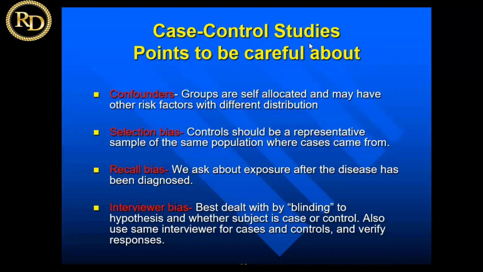Partial or skewed, not exactly. It is when we develop some kind of prejudice for something, taking one side, and that leads to a wrong finding. While sampling, yes, you are right. Okay, so without wasting your time, we have the confounders. Groups are self-allocated and may have other risk factors with different distribution. Then we have selection bias.